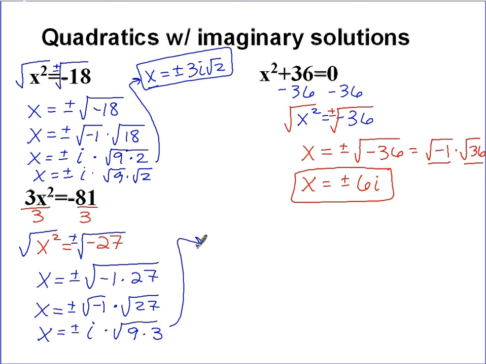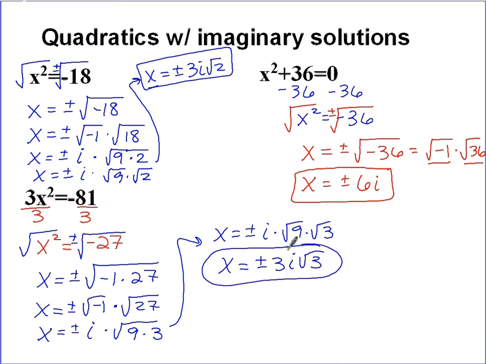This would be x equals plus or minus i times, now I can split that 9 and 3 up to the square root of 9 times the square root of 3. I know the square root of 9 is 3, so my answer then is x equals plus or minus 3i root 3. And that's in simplest radical form.